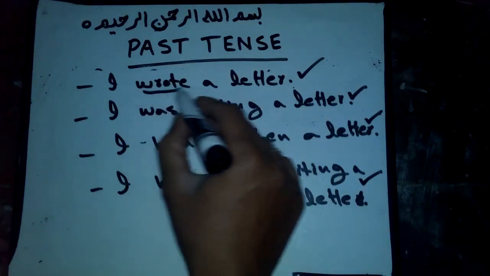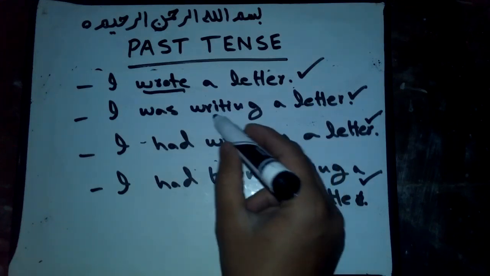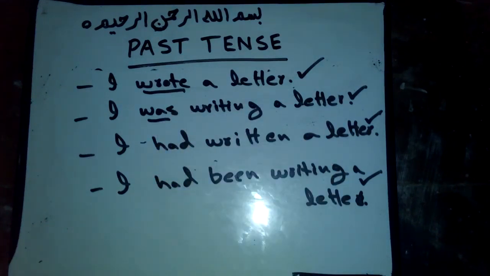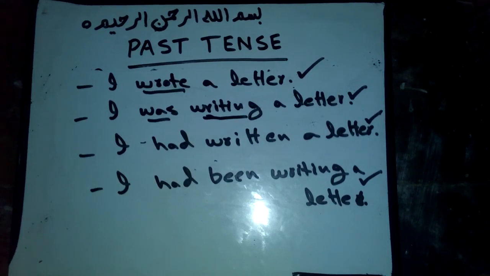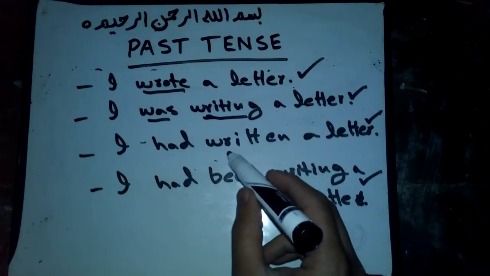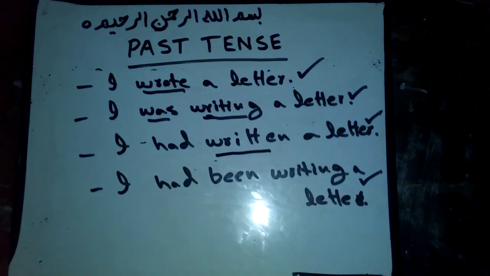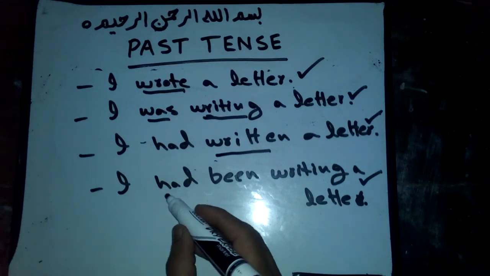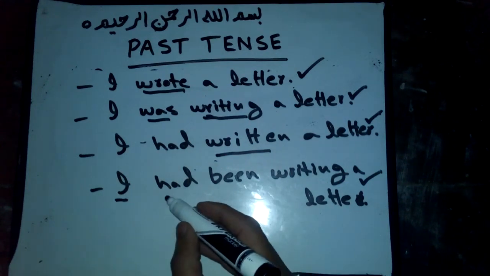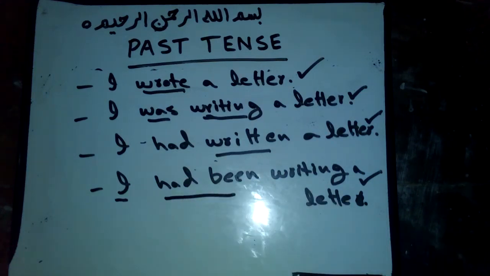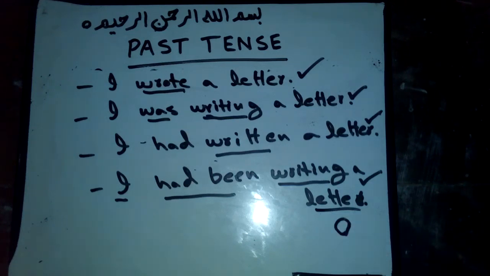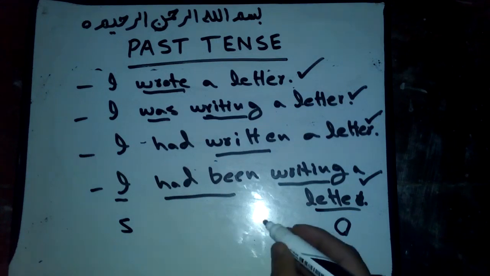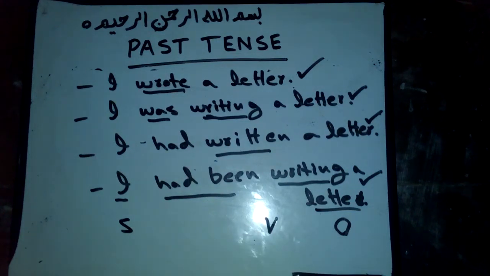In this tense, I have used second form. In this tense, I have used was, or with some pronouns we use were, and first form of verb plus ing. In this tense, I have used third form of verb. In this tense, I have used subject plus had been with all pronouns plus first form of verb plus ing plus object. Subject plus verb plus object. So it is SVO construction.